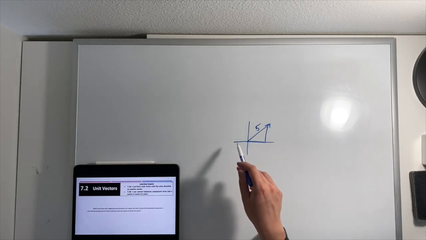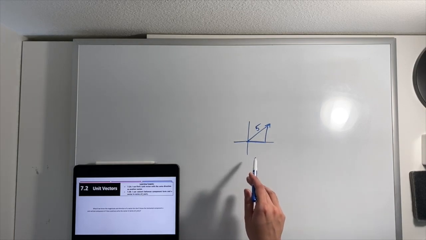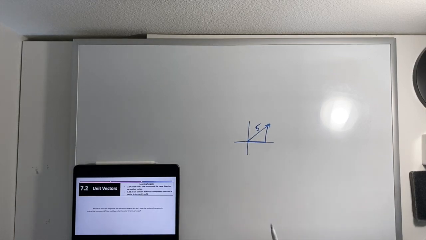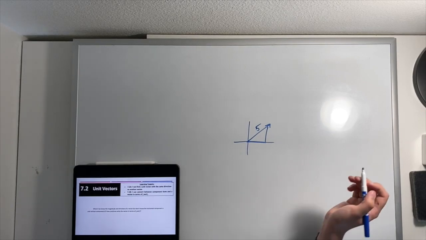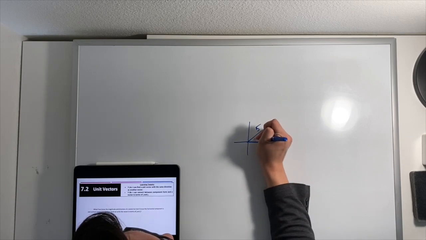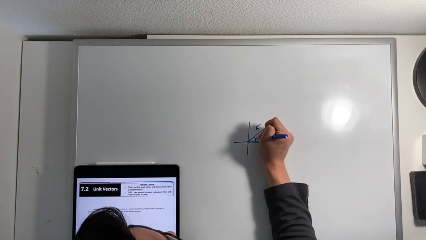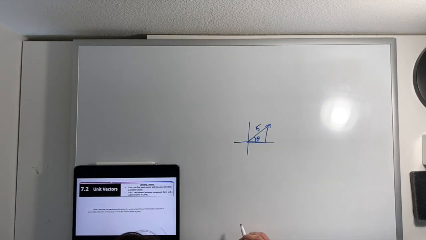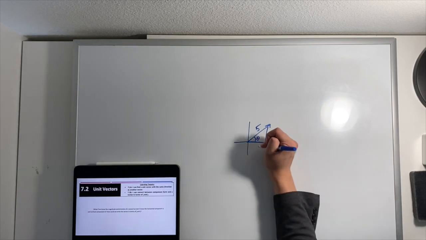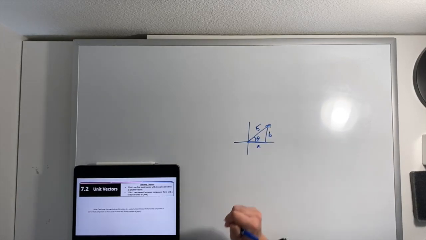Hopefully you recognize that this right here is something we have drawn multiple times so far this year, in fact, this semester alone. We know the direction of this vector. In other words, we know this angle. Can we find a and b?